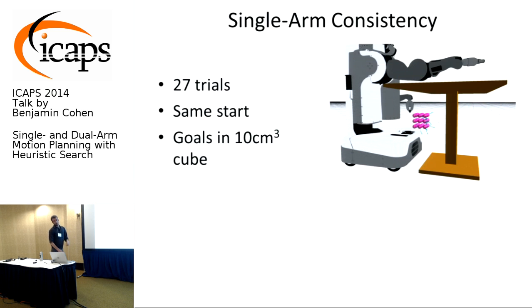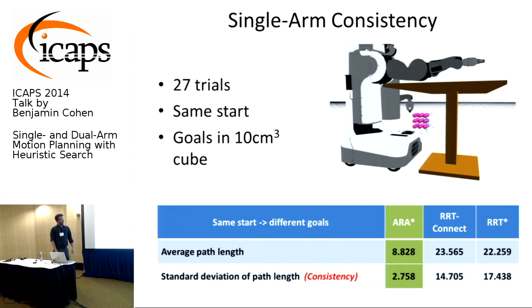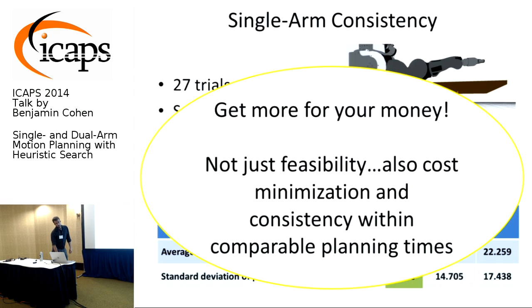All right, so I just showed you that we're comparable in terms of speed, and our path lengths are pretty good. They're better than the alternatives. So let's talk about consistency. To show you that we get similar output given similar input, we give the planner the same start position and 27 similar but not the same goal poses under the table, and we found that we have a much lower standard deviation in path length than the other 2 approaches, RRT-Connect and RRT-Star. So basically, with this approach, you get more for your money.